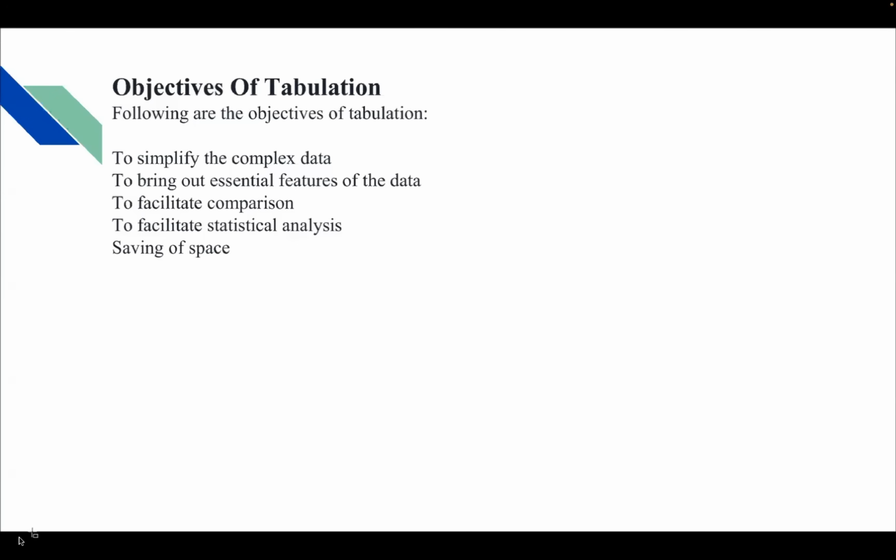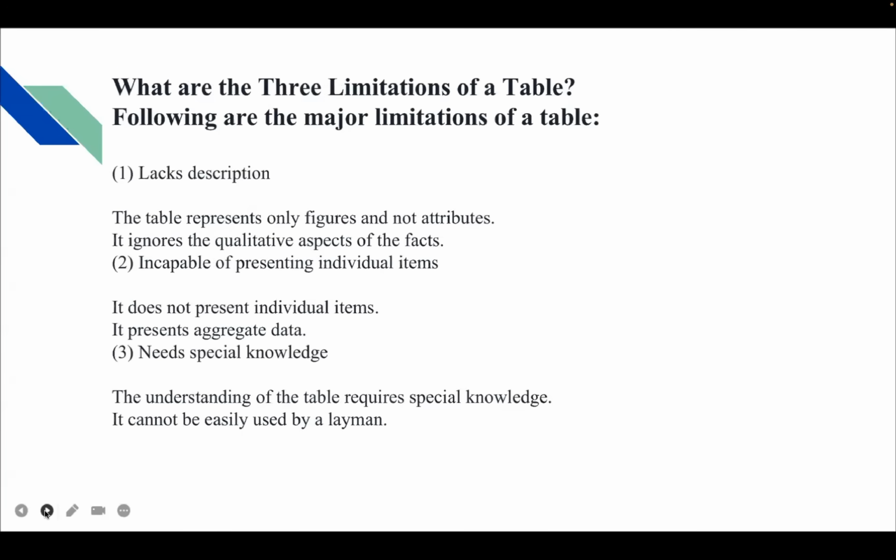Okay, let's move on. So now, what are the three limitations of a table? The following are the major limitations of a table. One, lacks description. Some tables might do their best to describe what they are presenting, but there are some that might not do that. And once that happens, there will always be teething problems.